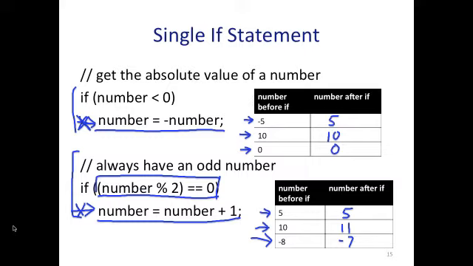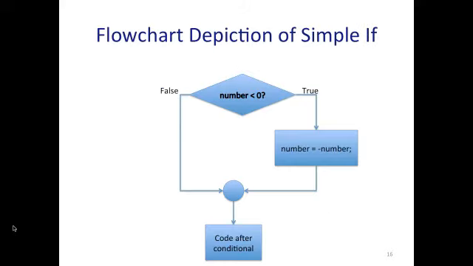So a single if statement can be used, as in this case, sometimes you just want to correct something if it doesn't satisfy a certain condition. But if it already satisfies the condition, there's no reason to do anything to it, so you just use a single if. And here's the depiction of it as a flowchart. You can see that the false branch does nothing.